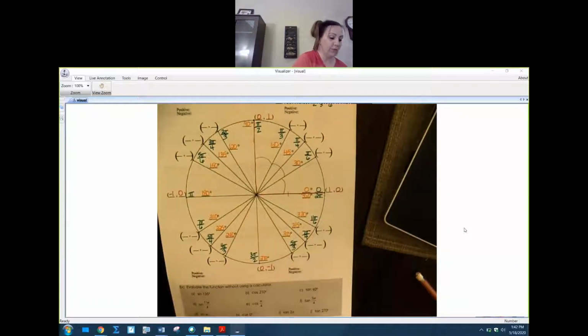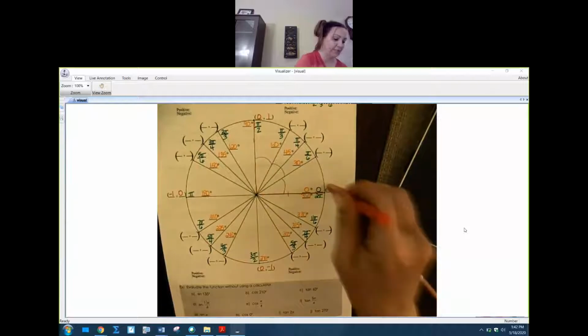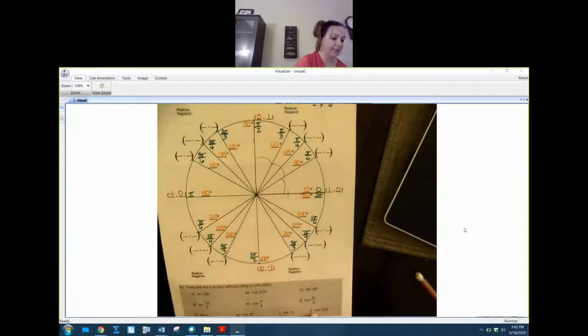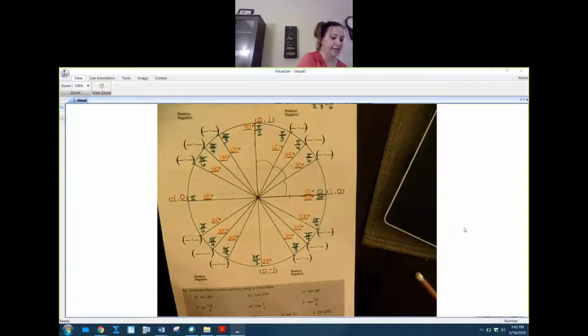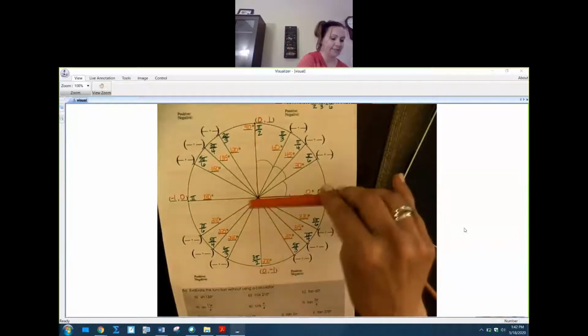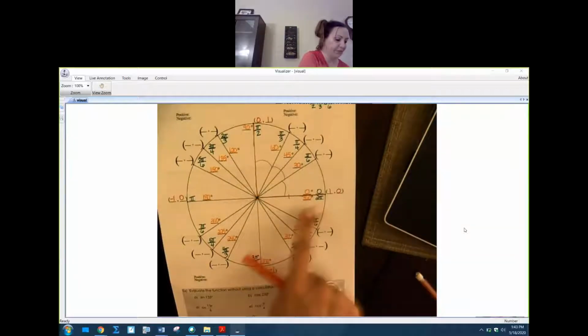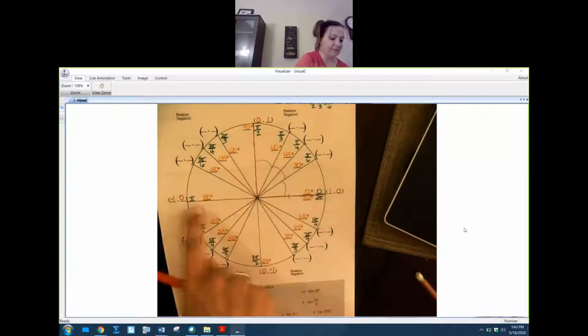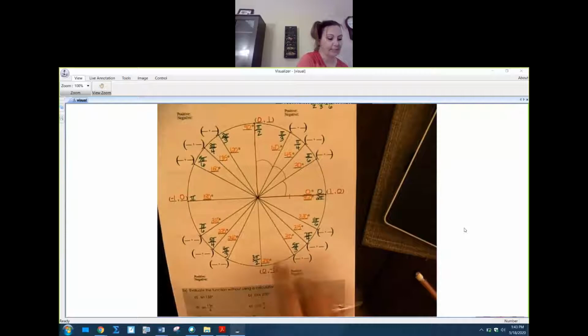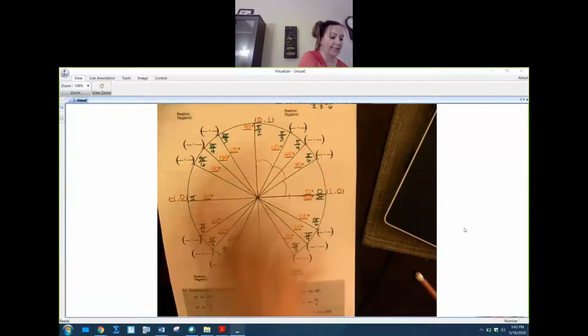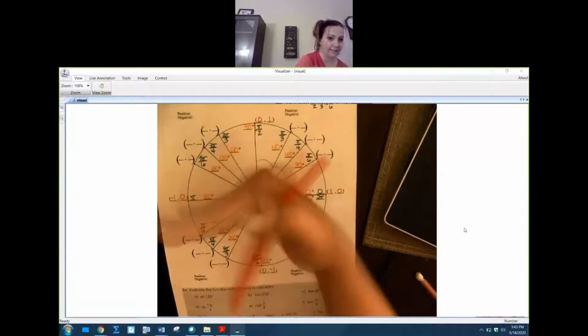Okay, so those are the quadrantal angles. Quadrantal angles are basically when it lands exactly on an axis. So things like 90 degrees, 180, 270, and 360 are considered quadrantal angles when they land exactly on one of the axes.